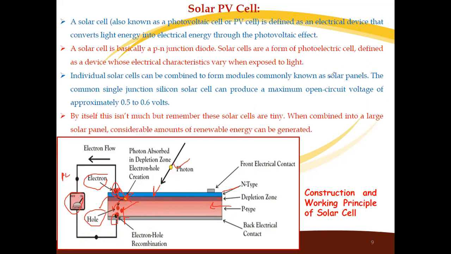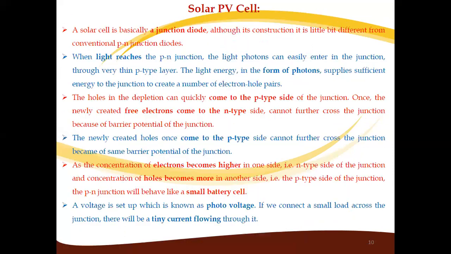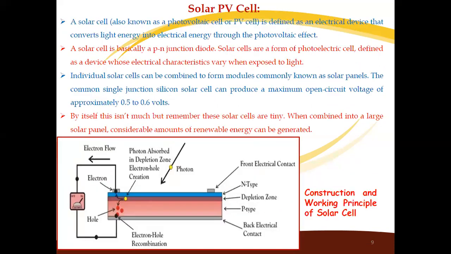Now we'll see how this solar cell works. The first is the solar cell. It is a junction diode, a PN junction diode, where the construction is a little bit different from your normal PN junction diode. When light reaches the PN junction, light photons easily enter the junction into the P type, and the photon light energy sufficiently supplies the energy to the junction to create pairs of electrons and holes.